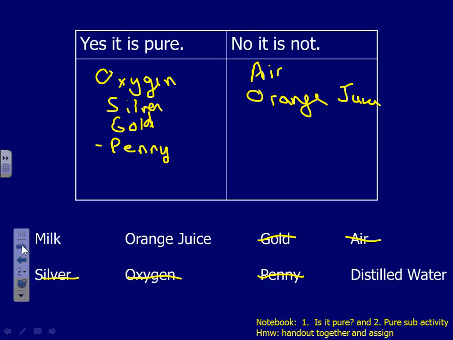Zach has lots of answers, but we want to share the wealth. I'm going to go back to the back of the room there. Mitchell, what do you think, Mitchell? Where do you think I'm going to put distilled water? Not? Nope. 50-50. Move to the other side. Distilled water. Not in distilled water. Oh, we do, but it's pure. It's pure H2O. They're all the same.